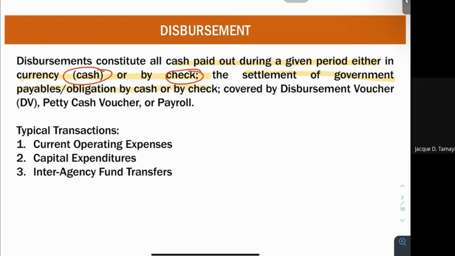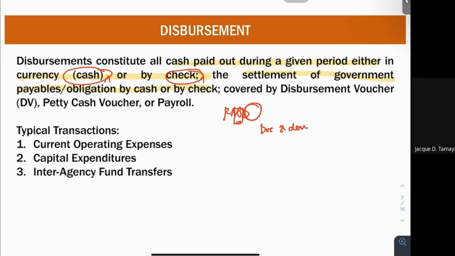Another definition of disbursement is the settlement of government payables or obligations by cash or by check. If you still remember your RAOD, the Registry of Allotment, Obligation, and Disbursement, here you record the obligation as to a particular allotment. Once that obligation is due and demandable, then we need to pay it through a disbursement. Therefore, to settle that obligation, you will now disburse. And how will you disburse? You disburse either by cash or by check.